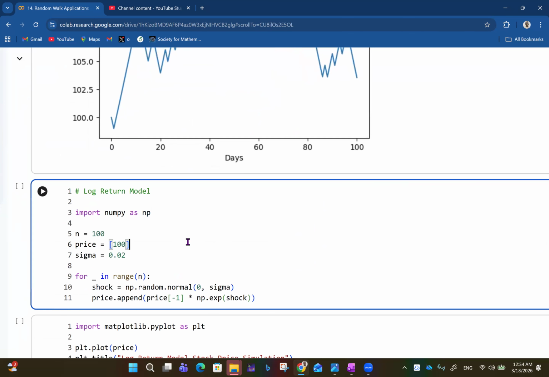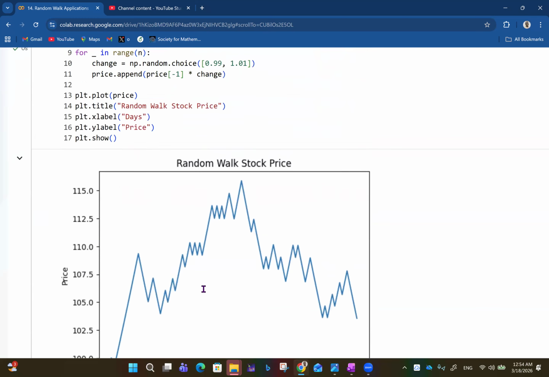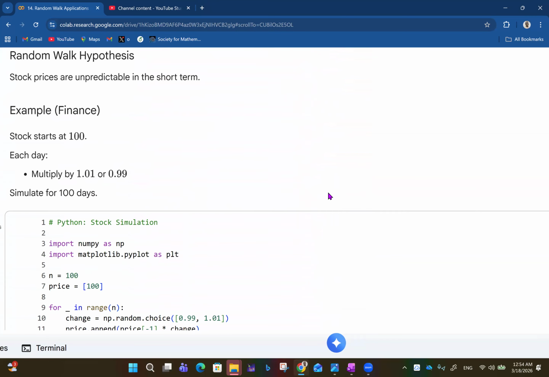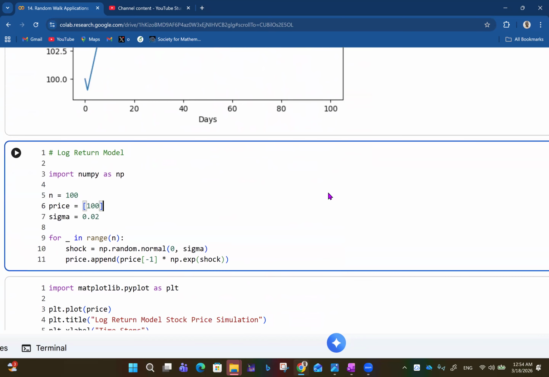Then you can also have the log return model. So here N is 100, the price is 100 again, and sigma is 0.02. I think sigma talks about the element of randomness we have in the system. Yeah, this sigma right here. So you have the log return model. So you run that.